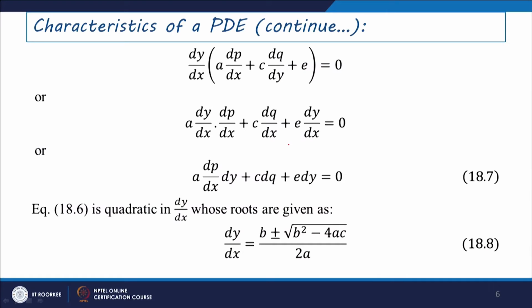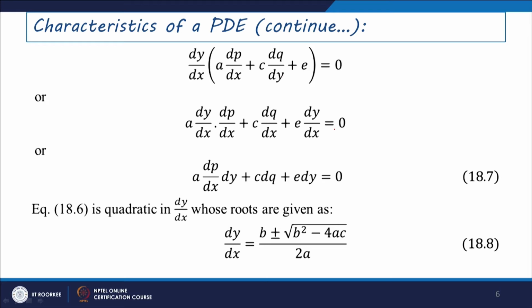So, if you just put this one as 0 here, we can write dy by dx into dp by dx plus c dq by dy plus e equals to 0. And obviously, if you multiply this term in the equation, then it can be expressed as a dy by dx into dp by dx plus c dq by dx, since dy will just cancel out, plus e dy by dx, this equals to 0.